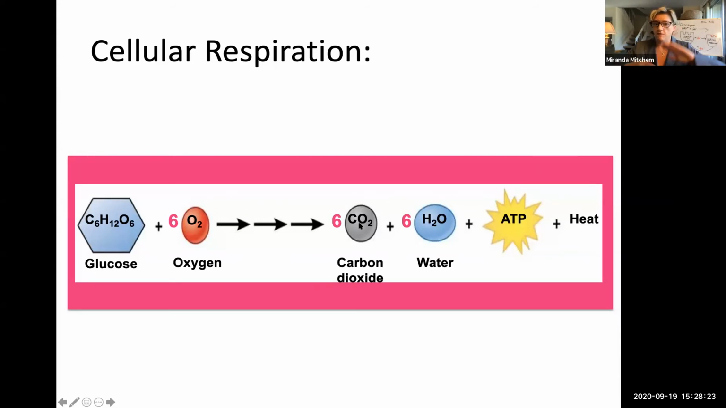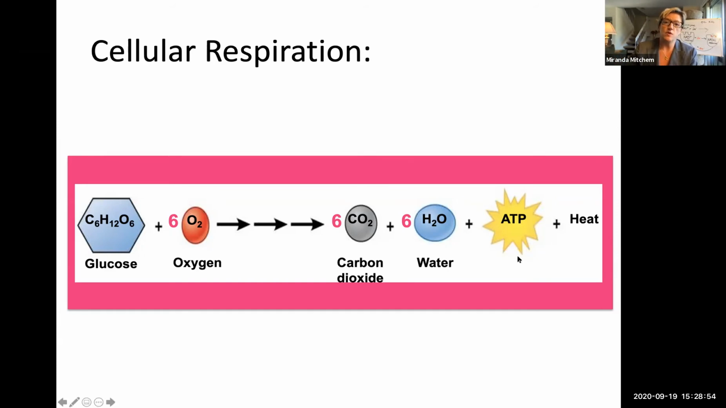So at the very beginning of cellular respiration, we have glucose and oxygen. After all 3 stages, we have 6 molecules of carbon dioxide, 6 molecules of water, and about 30 to 32 molecules of ATP. And some energy is lost in the form of heat. So that is the balanced chemical equation of cellular respiration.